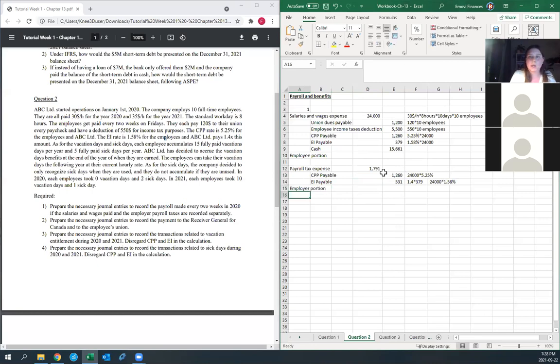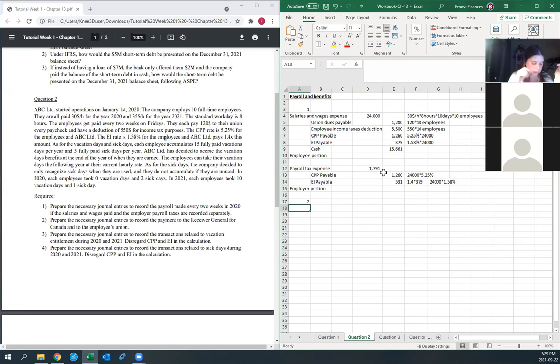And that's it for requirement 1. For 2, it says prepare the necessary journal entries to record the payment to the Receiver General for Canada and to the Employees Union. Receiver General for Canada is a fancy name for the government. So anything that needs to be paid to the government includes CPP, income taxes, EI. In French, I know it's Assurance Emploi. These are payments to the government. And for the employees union, it's only your union dues payable that we registered in the employee transaction.